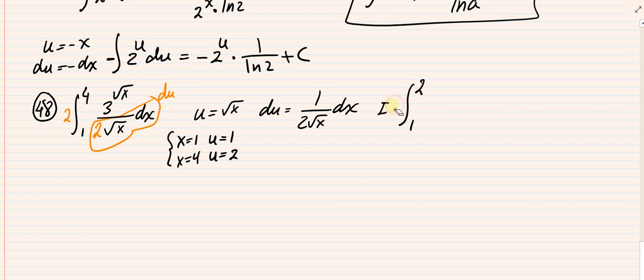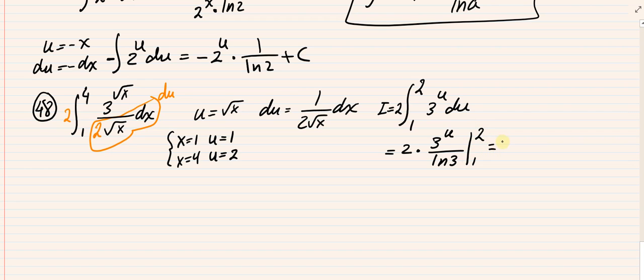That's what I'm going to do. So this is going to be 2 times 3 to u, and then du, there. And the integral of 3 to u is going to be itself, 3 to u, divided by natural log of the base, which is 3, evaluated from 1 to 2.